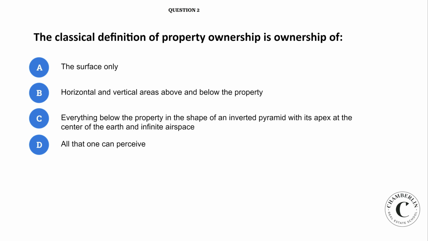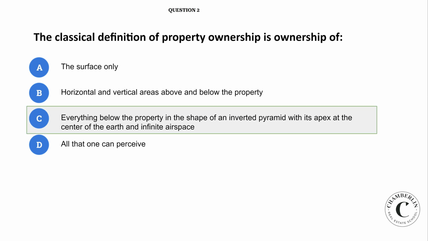Question 2. The classical definition of property ownership is ownership of: A. The surface only, B. Horizontal and vertical areas above and below the property, C. Everything below the property in the shape of an inverted pyramid with its apex at the center of the earth and infinite airspace, or D. All that one can perceive.